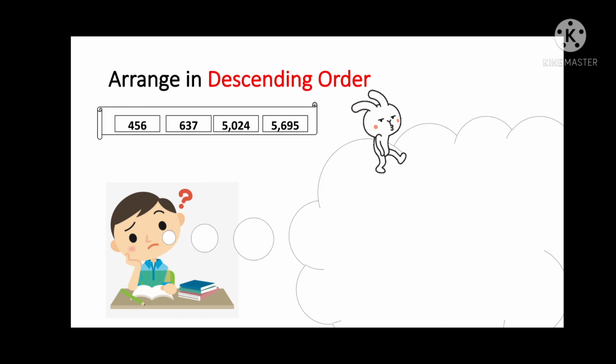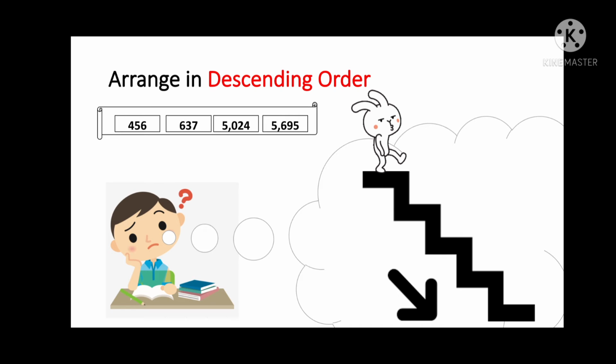Let's remember the bunny and the stairs again. So, which one is the biggest number there? Let's think of that first. In descending order, we will think of the biggest number first. Here, 5,695 is the biggest number in here.